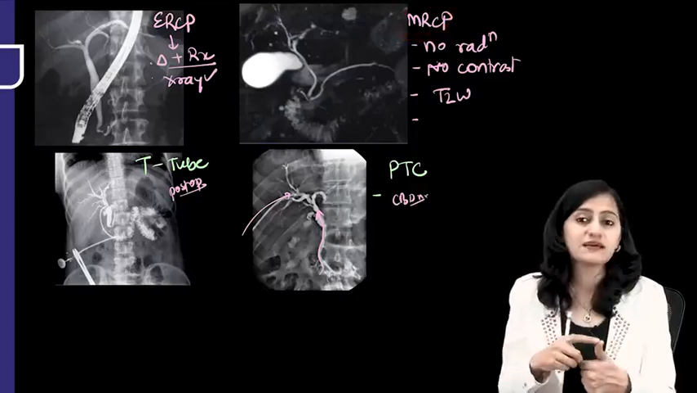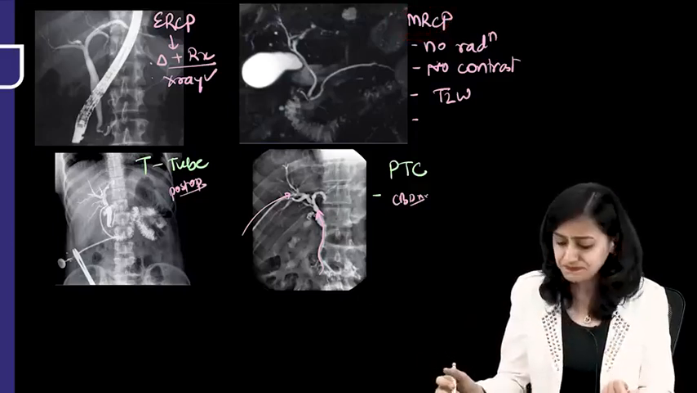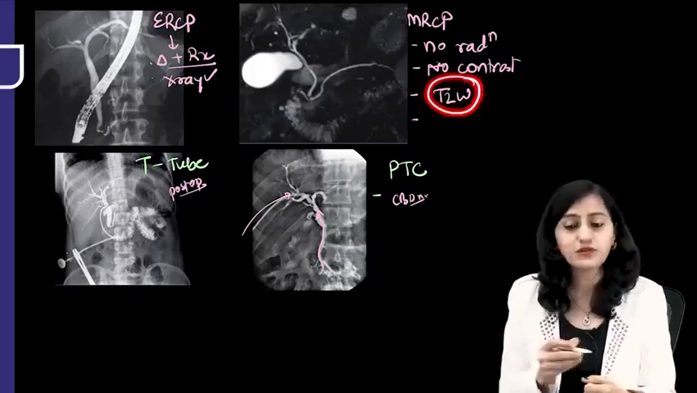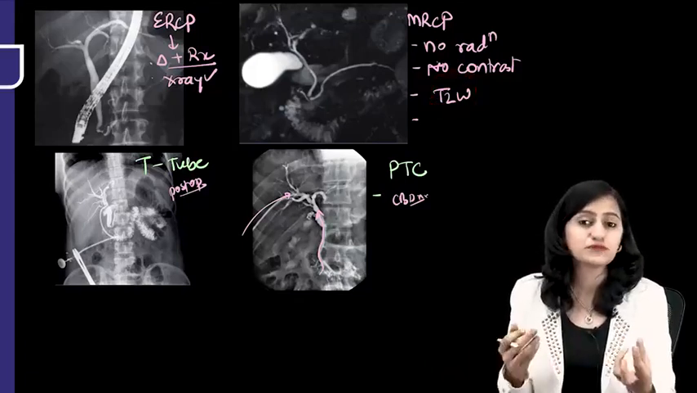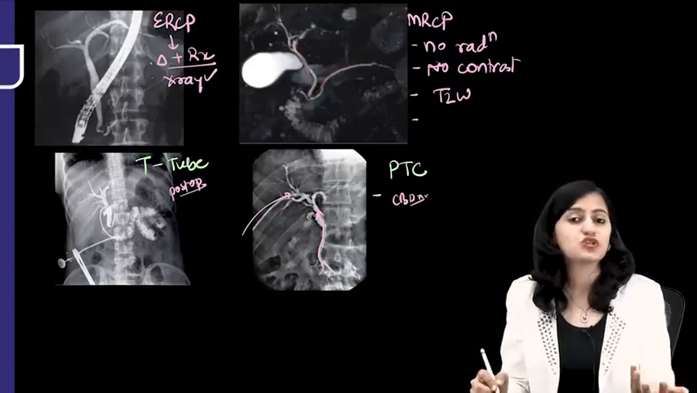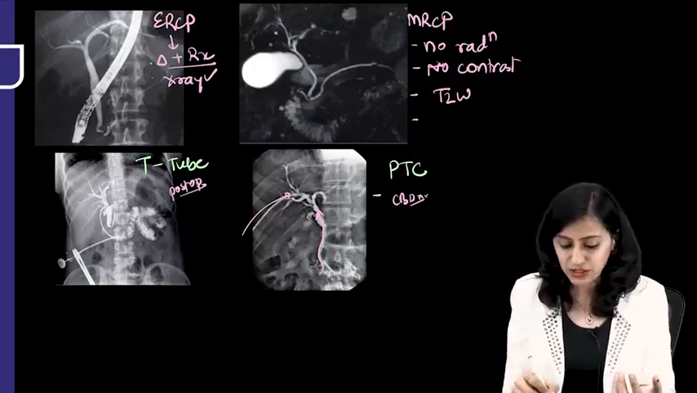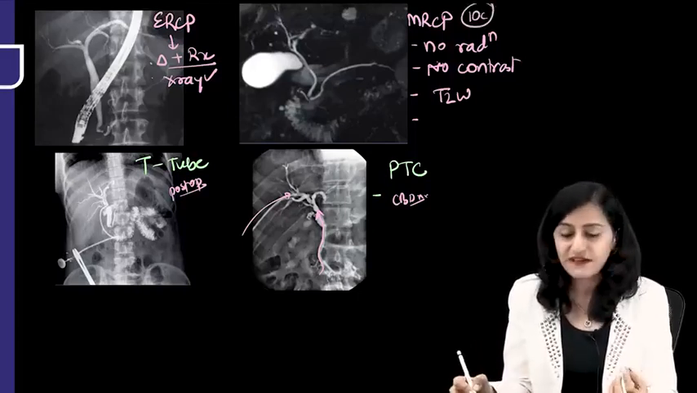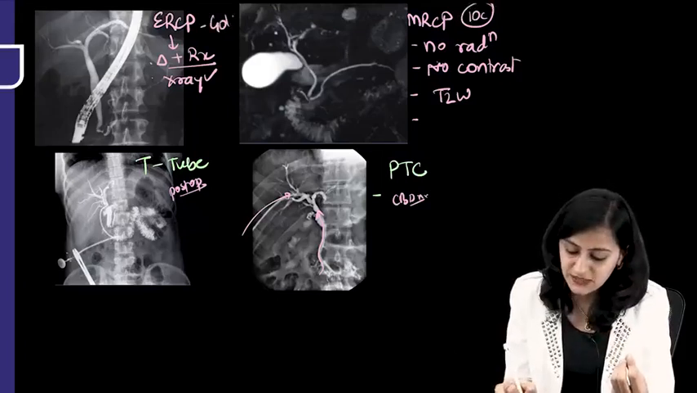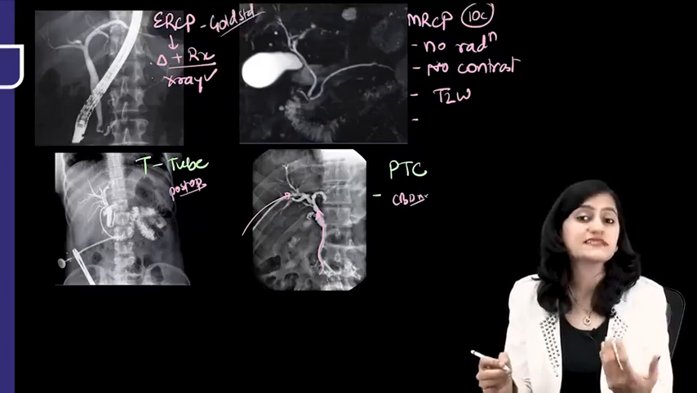MRCP on the other hand is MRI, so there is no radiation, there is no contrast, it can be done without contrast. What sequence do we use? A T2 weighted sequence because we want the water white. So it's a T2 weighted MRI and it is non-invasive. That is the advantage. So MRCP is generally the investigation of choice for biliary pathologies. ERCP is generally the gold standard because it is invasive.